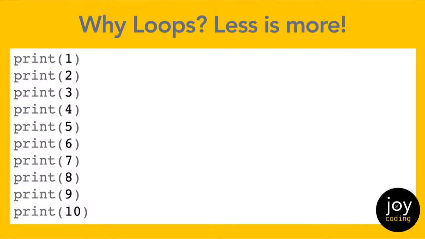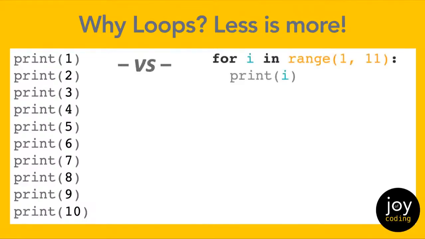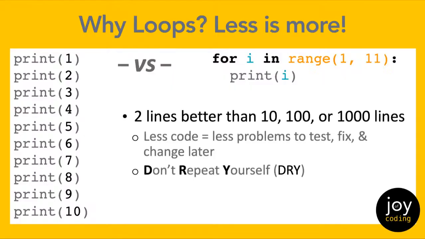But imagine, instead of writing 10 lines, you could just write 2. So in general, 2 lines is going to be way better than 10, 100, or even 1,000 lines. Less code means there's less problems to test, fix, and change later. And this is a concept known as DRY, or don't repeat yourself.